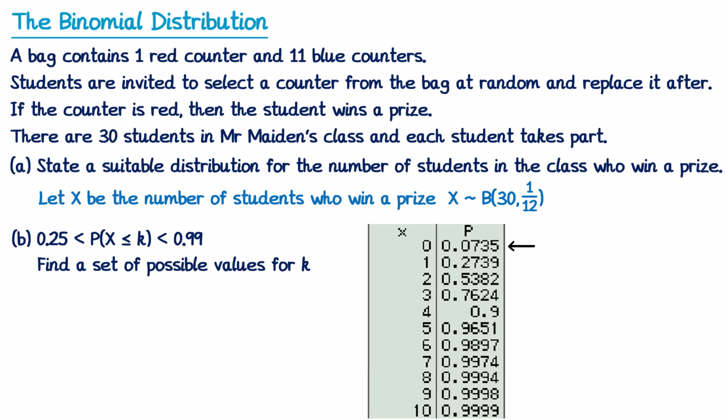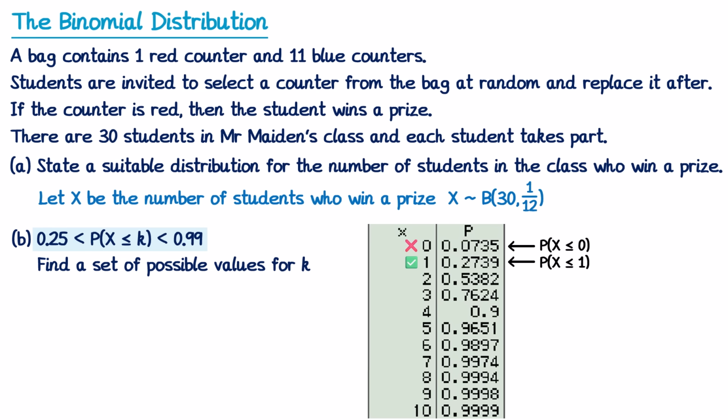So this number here is the probability that x is less than or equal to 0. Now, we require this probability to be in between 0.25 and 0.99, and this number is not. So the value of 0 will not work for k. This probability here is the probability that x is less than or equal to 1. Now, this number is greater than 0.25 and less than 0.99, so k could be equal to 1.